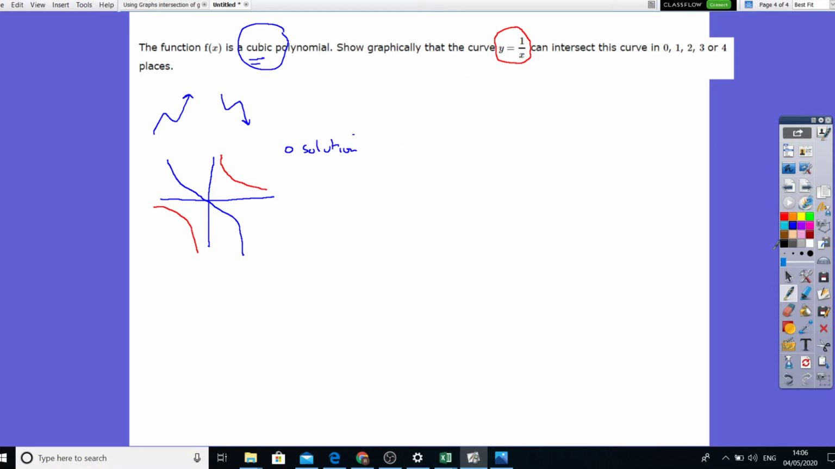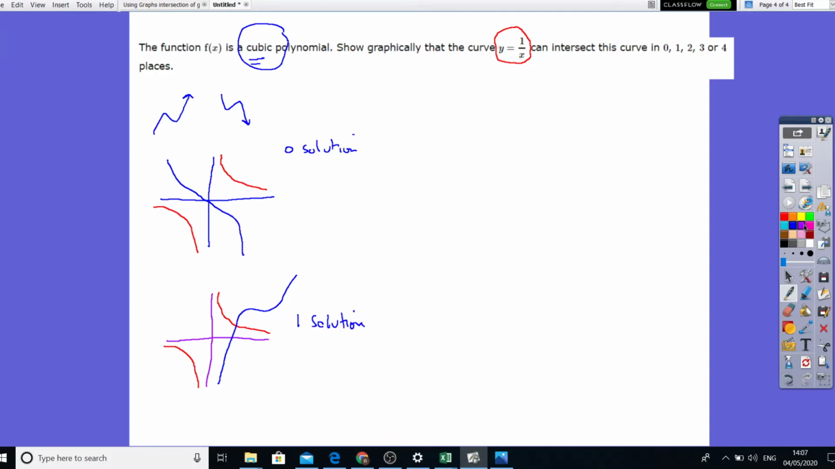Okay, let's look for another one, and I'll draw that axis in purple this time. So again, the red graph, just a reciprocal graph. So we want one solution. We can just say cubic graph, any, just go up, come down. This could be anything going up, down, and then back up again. So there's only one solution there. One solution.